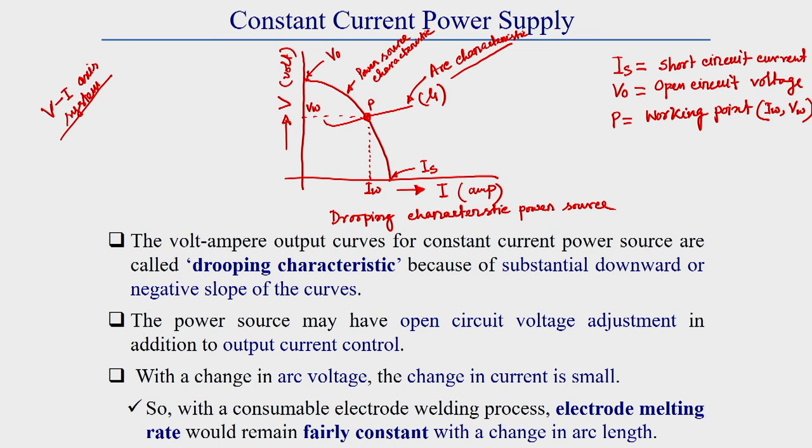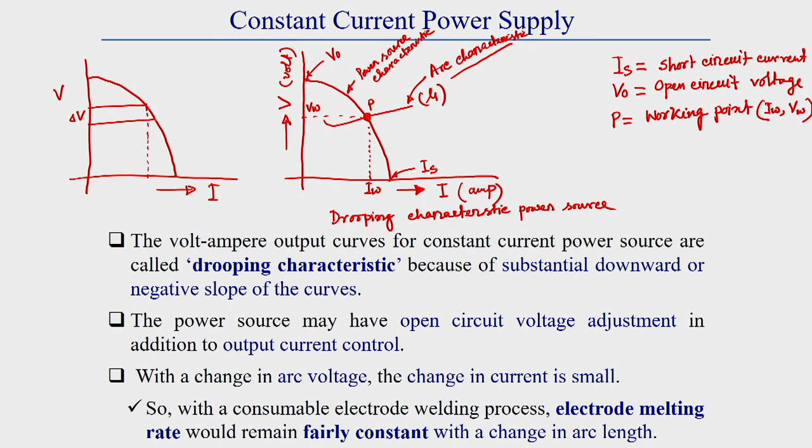Now, why is this called a constant current power source characteristic curve? We should know this. Why is this called a constant current characteristics power source curve? Because one thing we can observe from here, this is current and this is voltage: with a small variation of arc length or arc voltage, with a small variation of voltage, the variation of current is very small.